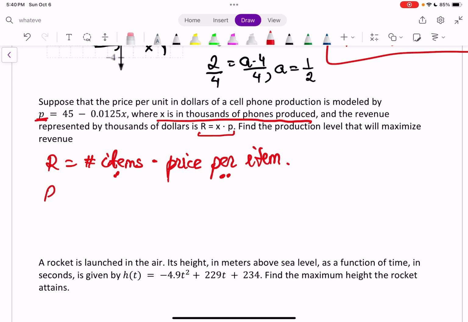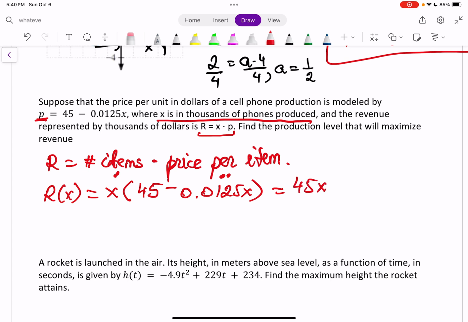So for our function right here, as you see, that's simply x times 45 minus 0.0125x. So if I distribute this, I'm going to get 45x minus 0.0125x squared. So as you see, this revenue function is a quadratic function. And what's very important with a quadratic function is that it has a vertex.